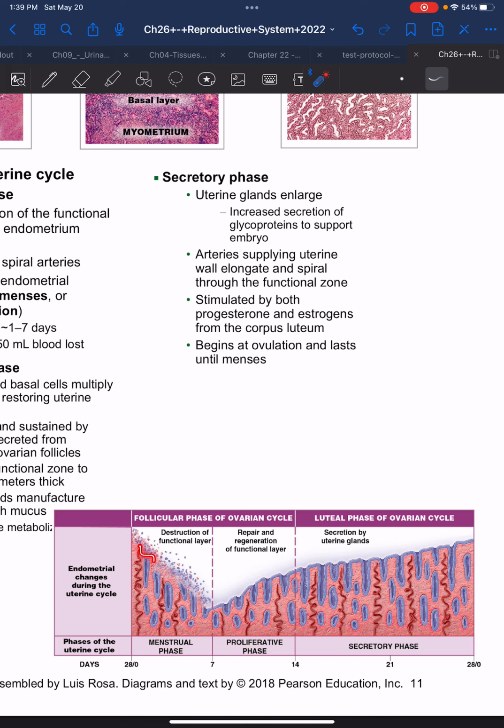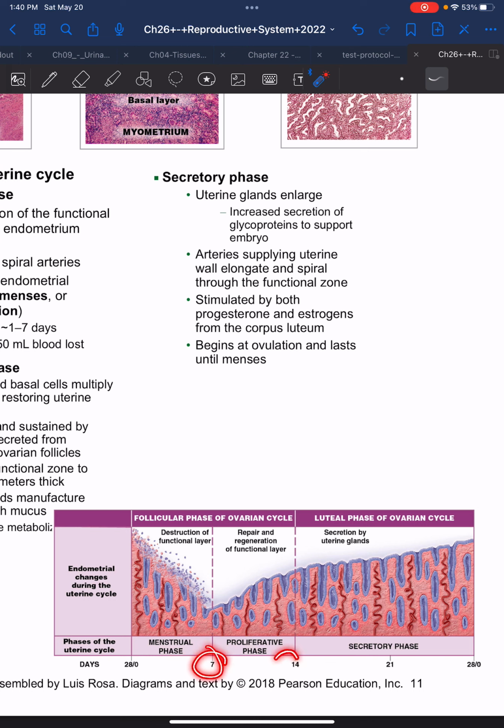And so this functional layer becomes less functional, right? Because an egg was not caught. So between days 0 and 7, or in other words, when the menstruation cycle is over, the uterine cycle is resetting. During that phase, this functional layer will dissipate or go away, and we refer to that as the menstrual phase. So between days 0 and 7, you can see that there is a destruction of this functional layer.